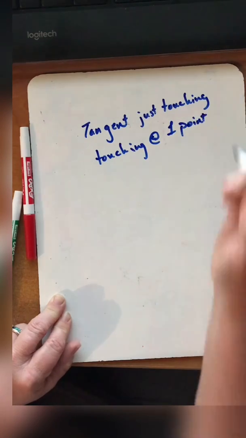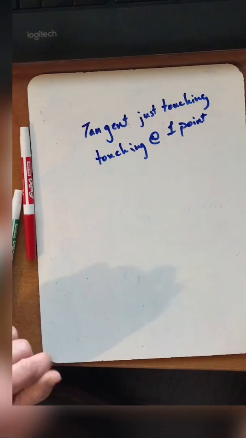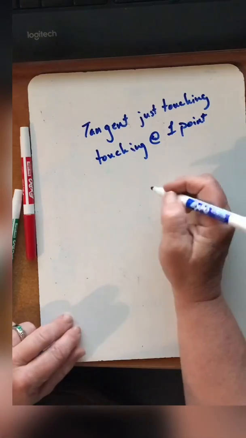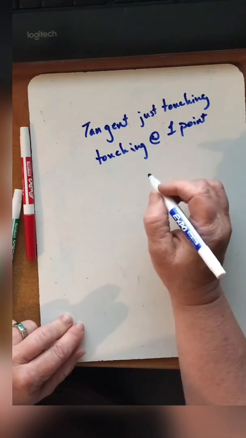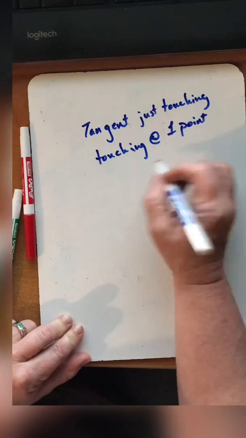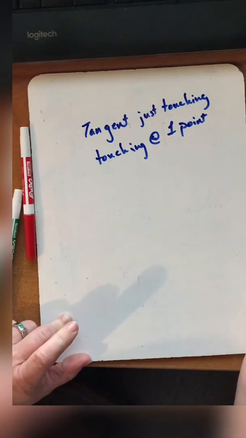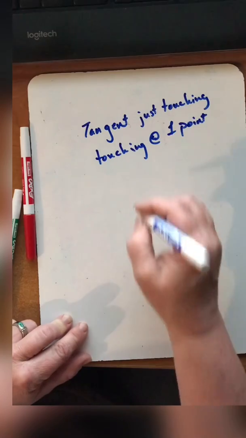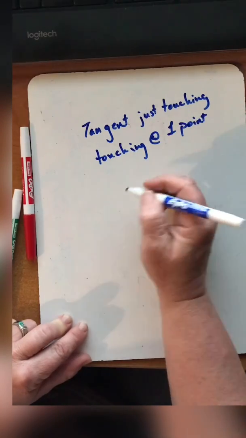Okay, when we get into trigonometry, tangent will mean something else. But when we're talking about circles or tangent lines, we're thinking about something that just touches something else at one spot. Okay? So, there's two ways of looking at this.